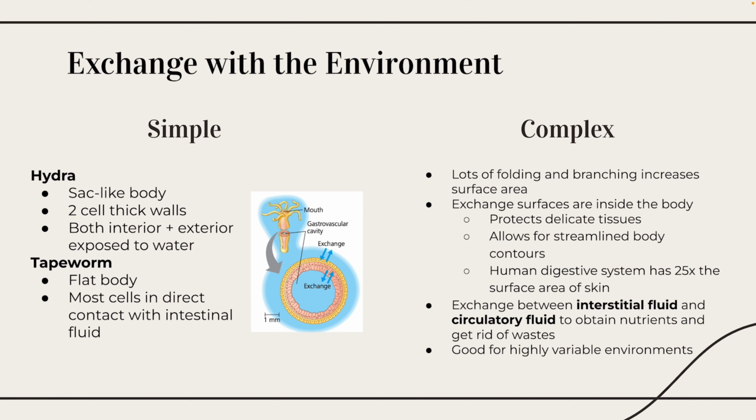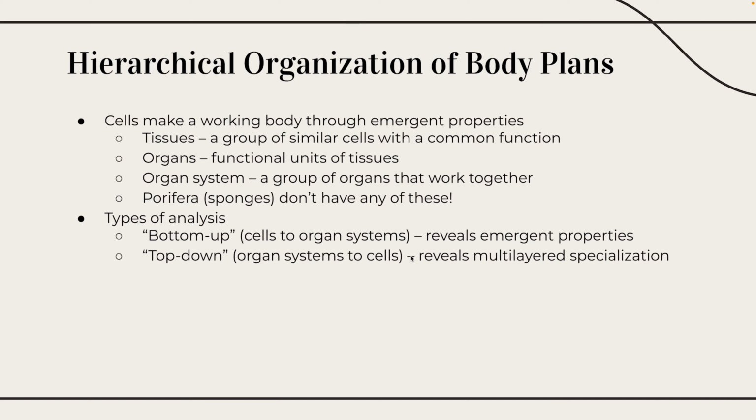Basically, in complex body plans, exchange occurs between the interstitial fluid, which is the fluid around cells, and circulatory fluid, which will either be blood or hemolymph. It's exchanged between those two to obtain nutrients and get rid of wastes. And this is very good for highly variable environments because you're able to maintain a constant interior environment. All right, so here is the hierarchical organization of body plans.